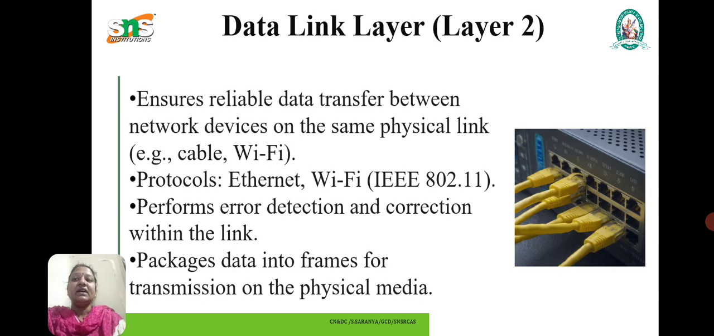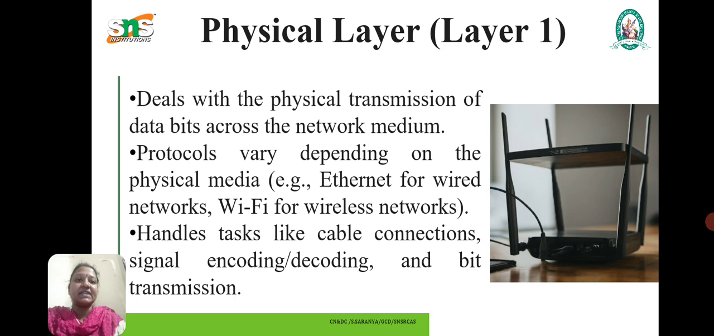Data link layer. The data link layer focuses on reliable data transfer between network devices that share the same physical link, such as a cable or Wi-Fi network. Protocols like Ethernet and Wi-Fi operate at this layer. This layer is responsible for error detection and correction within the link itself, before the data is passed on to the physical layer. It also packages data into frames, adding header information like the MAC address for addressing within the local network.